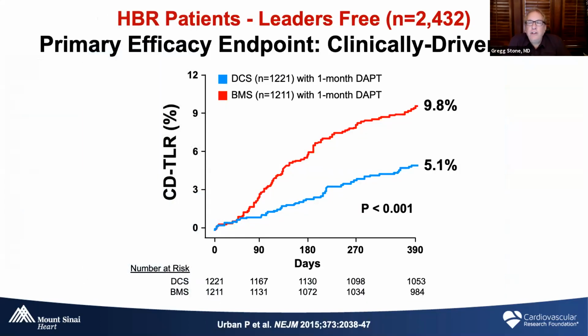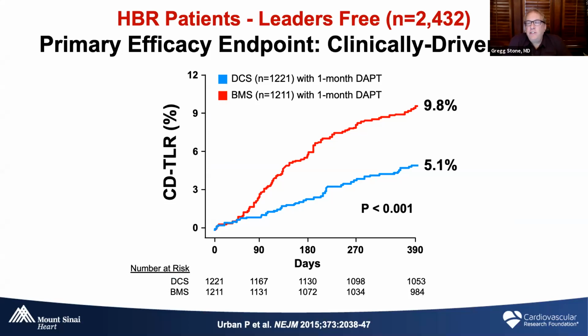Well, in the Leaders Free trial, the first important randomized trial in this space, there were 2,432 patients who were at high bleeding risk, who were randomized to 1 month DAPT treatment with either a bare metal stent, which was then the standard, versus this drug-coated stent, the BioFreedom stent. And the bare metal stent they used was a very similar stainless steel stent. It just didn't have the surface microarchitecture of the drug.